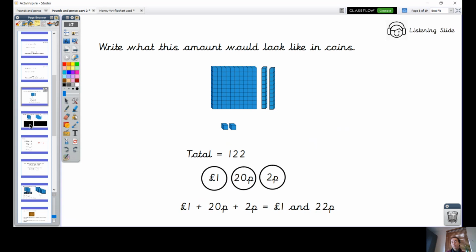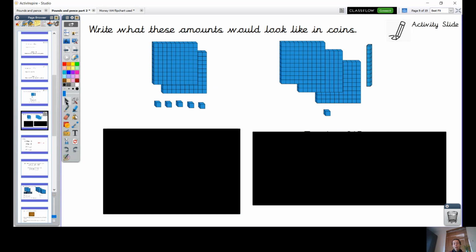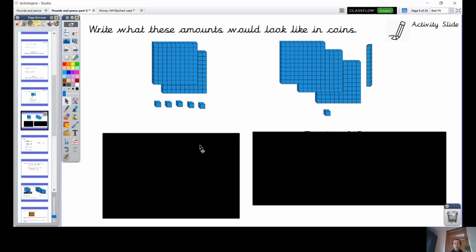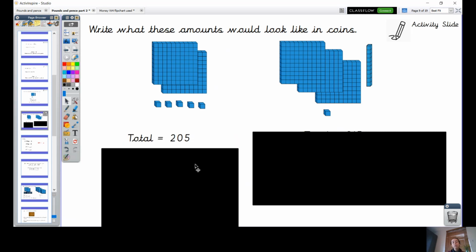I'd like you to have a go at one of these now in your book. Again, pop back to this slide if you need some support with it. Here we go, two to have a go at. Off you go. Make sure you find the total and then draw the coins. Okay, for this one, the total was 205p.